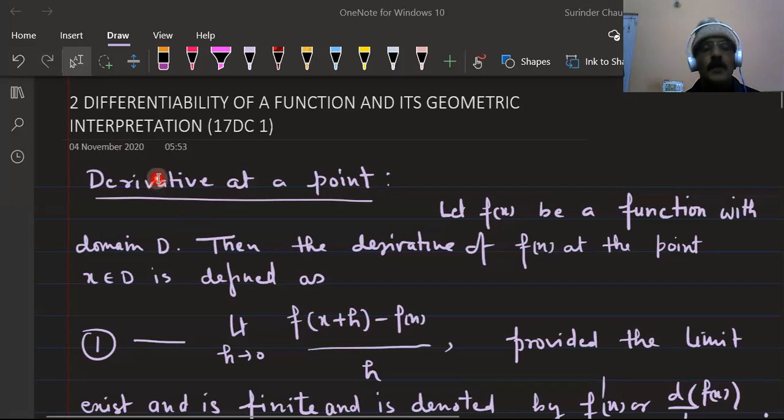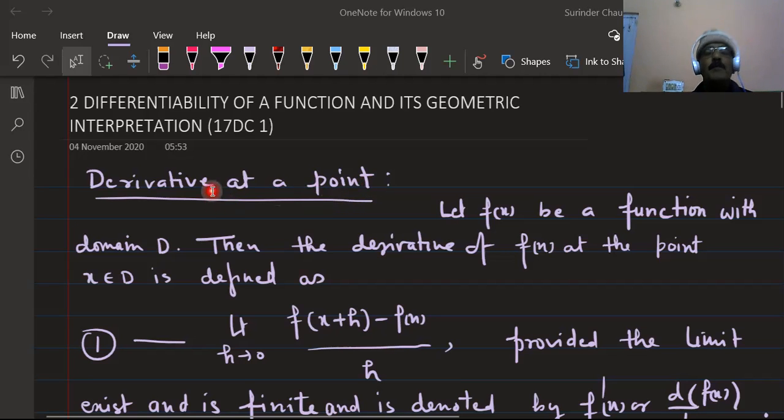Hello students, in the previous lectures we had discussed limit of a function at a point, and from the limit of a function at a point we came to the next topic, continuity of a function at a point. And then if a function was not continuous at a point, we discussed discontinuity of a function at a point, different kinds of discontinuities, and solved problems based on them.